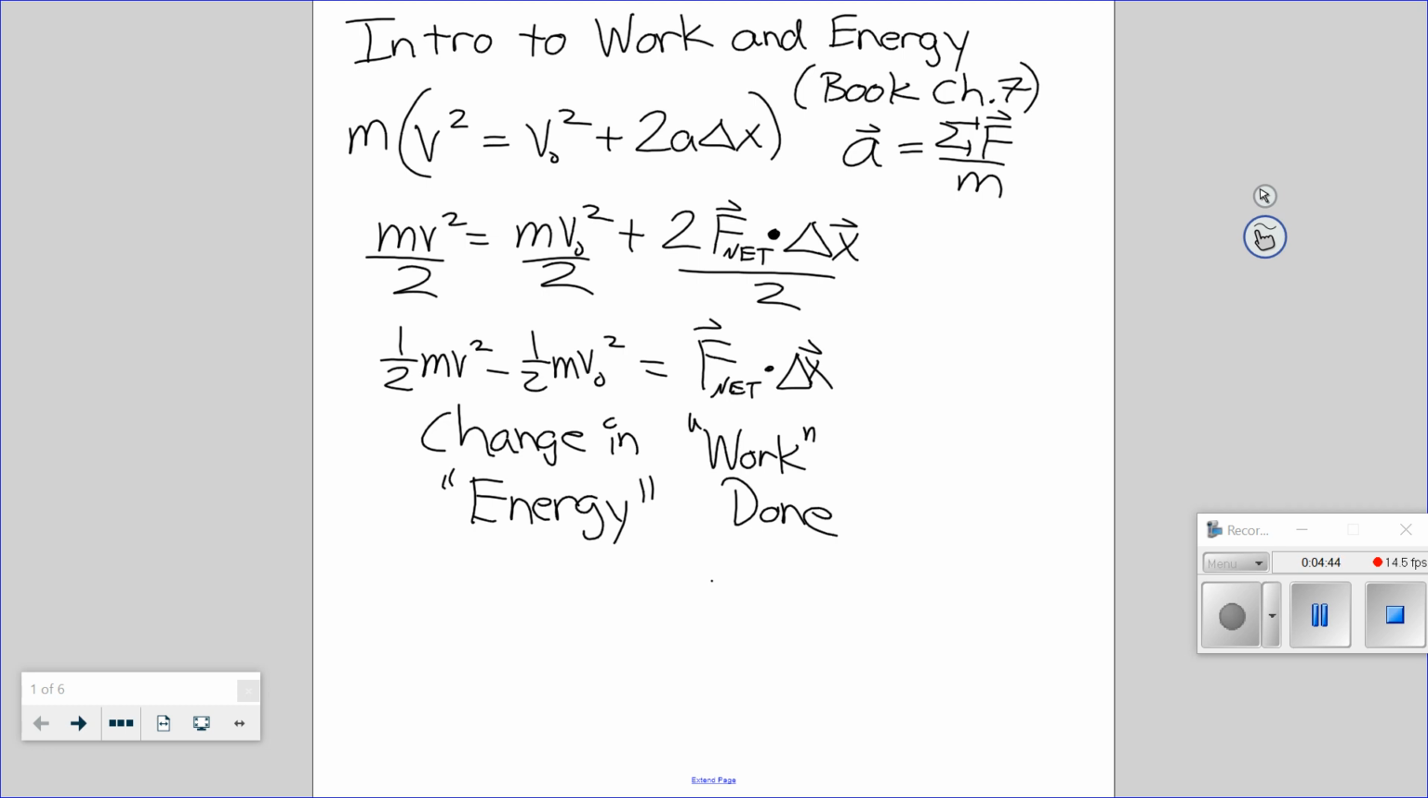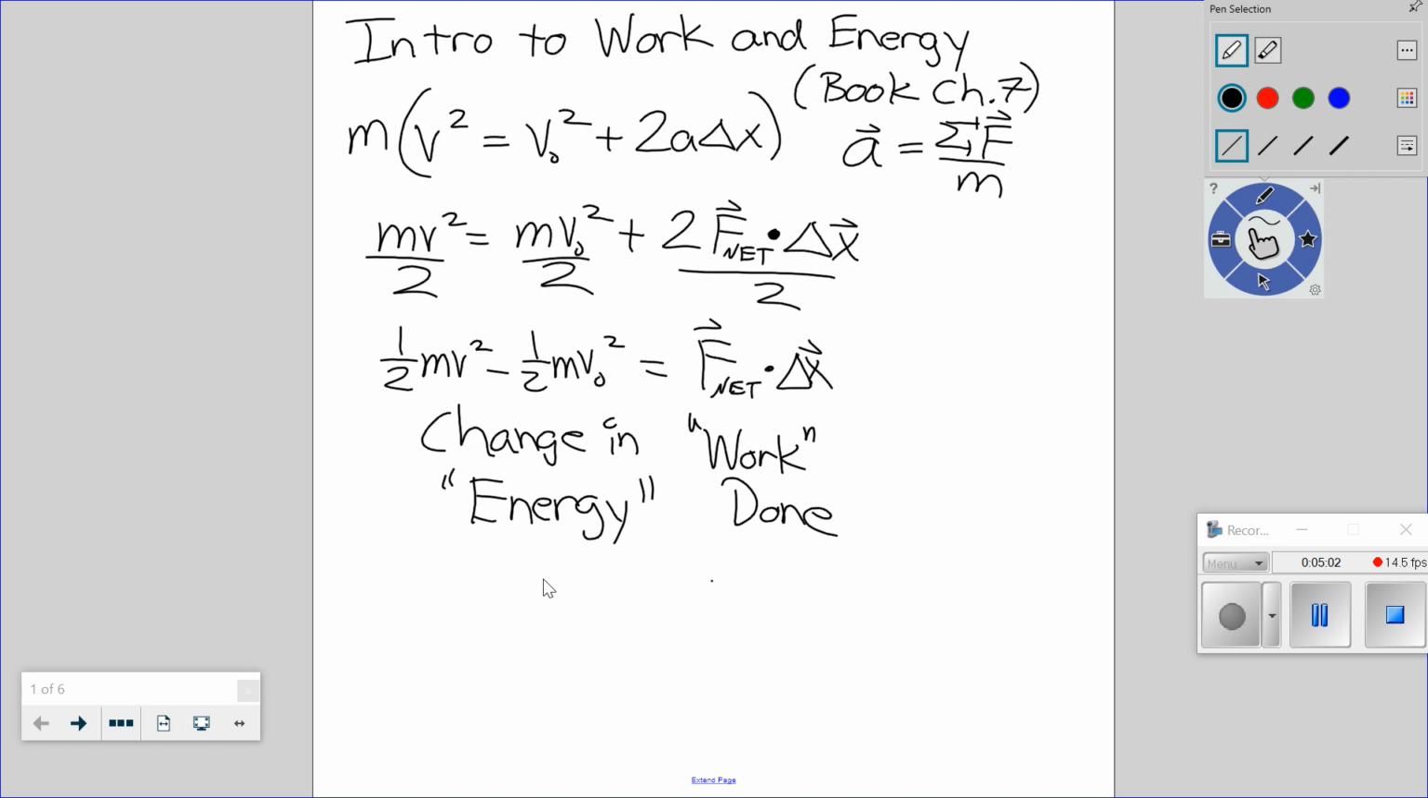So there it is. Force times displacement, net force times the displacement that actually happens is the work done. And then you do 1/2 mv squared, subtract final minus initial, and that's your change in energy. This is called the Work-Energy Theorem, because of the French scientist that made it up. College Board expects you to know that that's the Work-Energy Theorem.